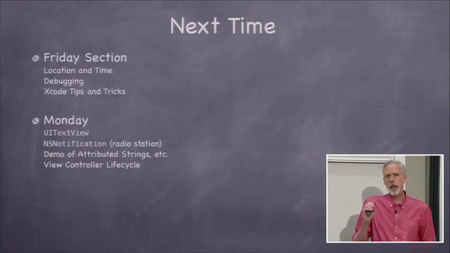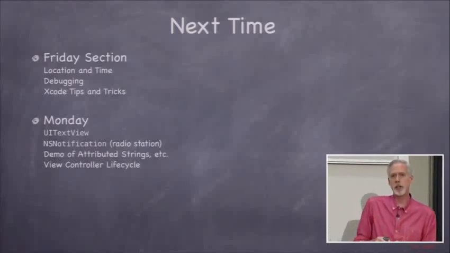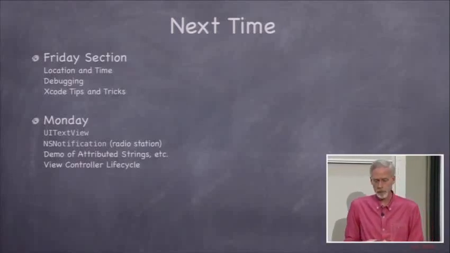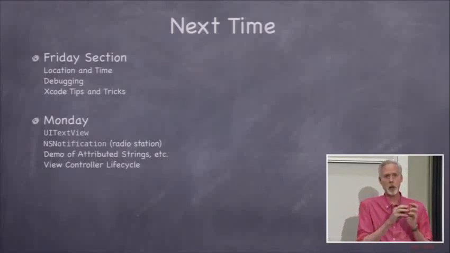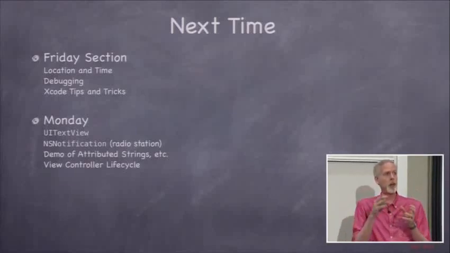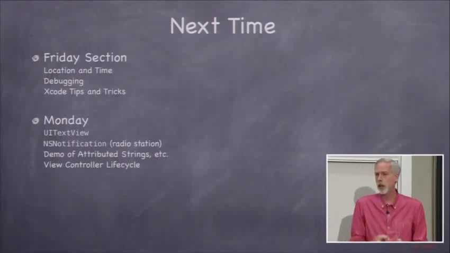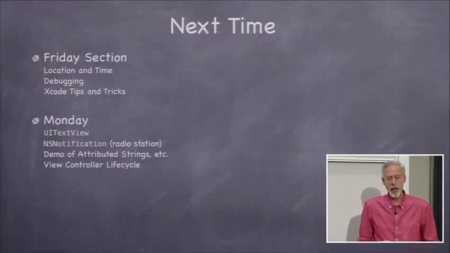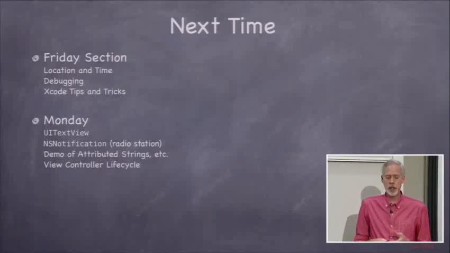Next Monday, I'm going to talk about UITextView, since it's the most important user of NSMutableAttributedString. Okay. And then I'm also going to talk about the radio station from MVC. Remember that MVC model? I told you that sometimes communication happens by radio station, where you broadcast and some other objects tune in. We're going to talk about doing that. And then I have a big demo that does attributed strings and text views and all that stuff.